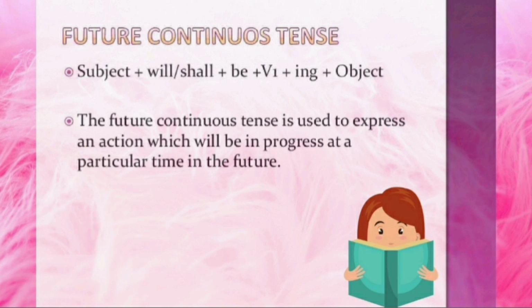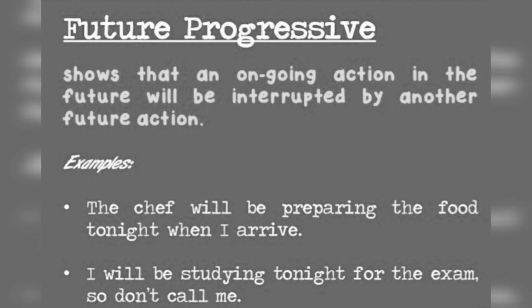Next is future continuous tense. The future continuous tense is used to express an action which will be in progress at a particular time in the future. For examples, the chef will be preparing the food tonight when I arrive. Second example, I will be studying tonight for the exam, so don't call me.